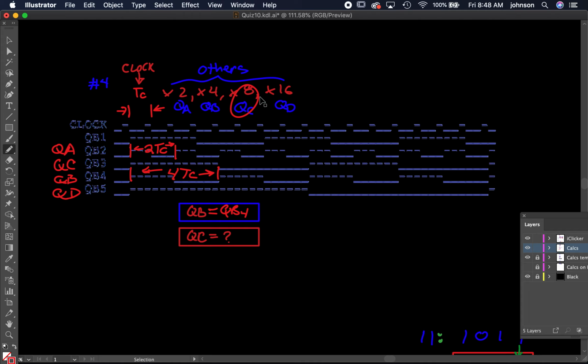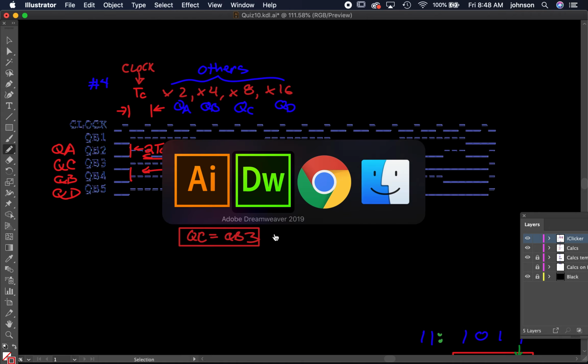So you'll have to remember the sequence of 2, 4, 8, and 16, which is easy to remember because this is also the sequence when you do a Karnaugh map, when you circle 2 1s, 4 1s, 8 1s, and 16 1s. As I just showed you here, QC is going to be 8 TC between here and here. All right.